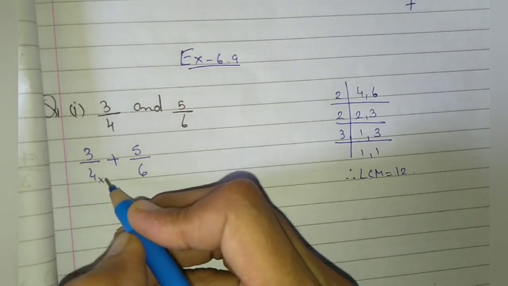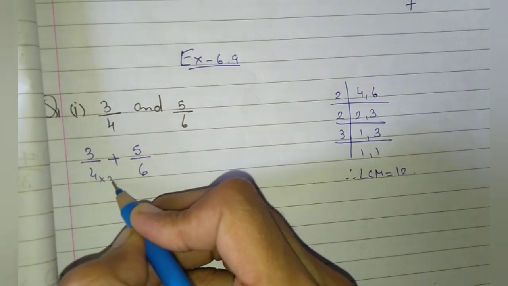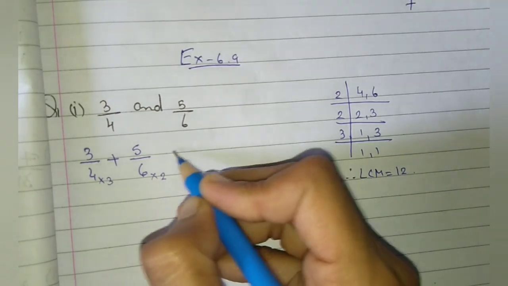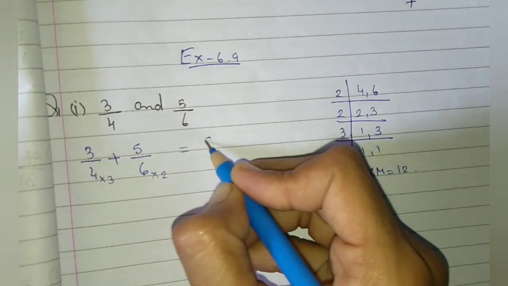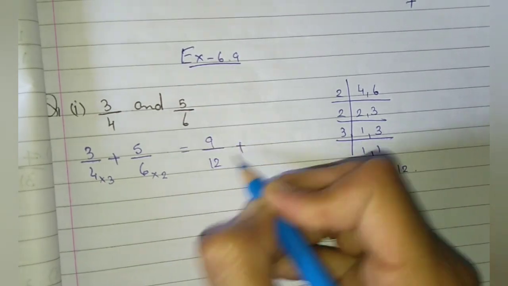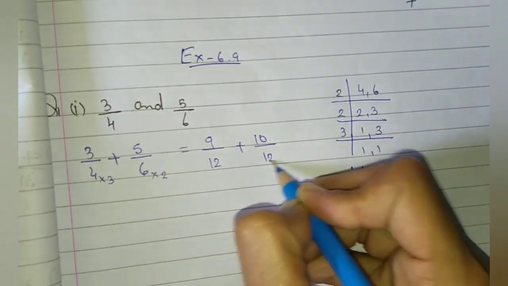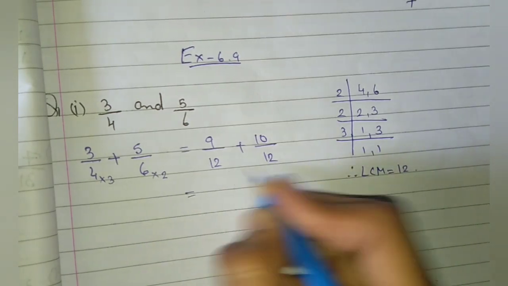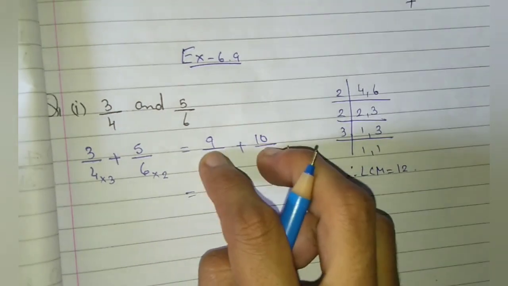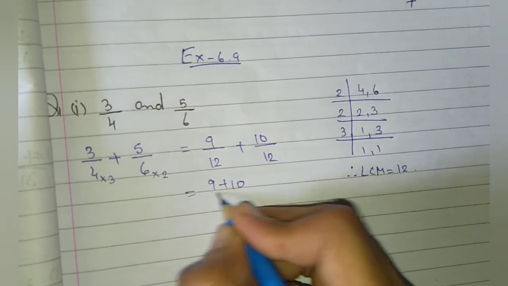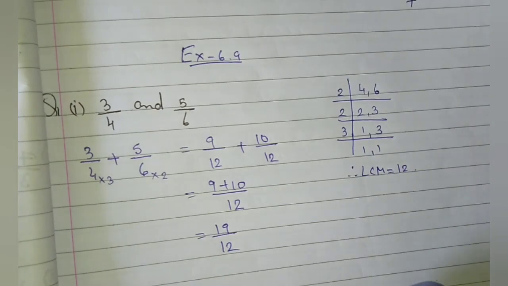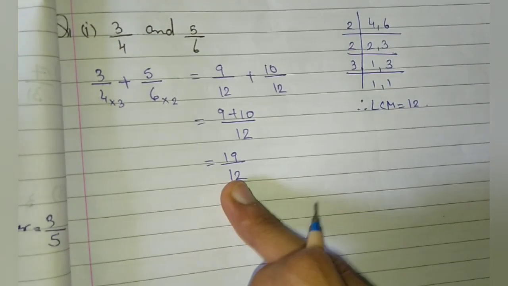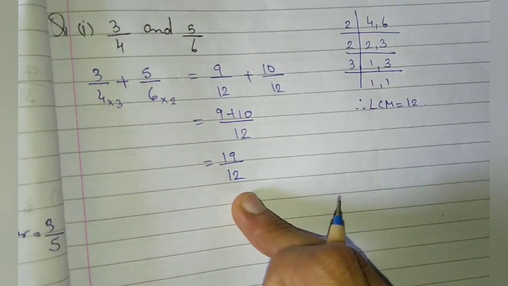So 4 into 3 and 6 into 2. So what we will get: 3 3s are 9 upon 12 plus 5 2s are 10 upon 12. Now that the denominator is the same, we can add the numerators. So 9 plus 10 upon 12 equals 19 upon 12. We can't cancel this. So the answer is 19 upon 12.